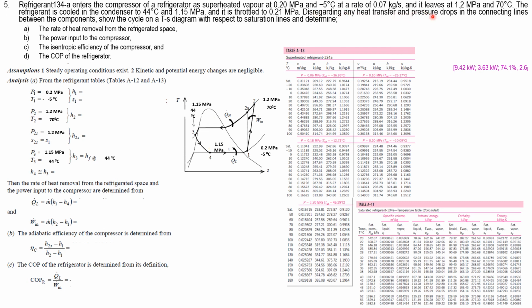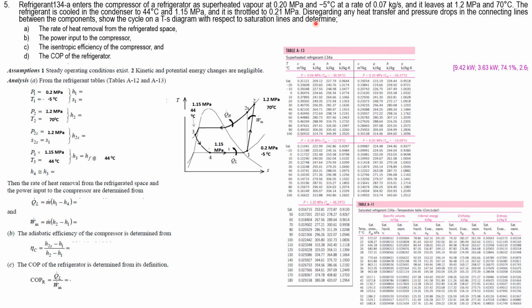Disregarding any heat transfer and pressure drops in the connecting lines, show the cycle on a TS diagram with respect to saturation line. So I've already shown you the TS diagram, but you should be able to redraw this again, right? So please bear in mind, you should be able to draw the entire TS diagram on your own.